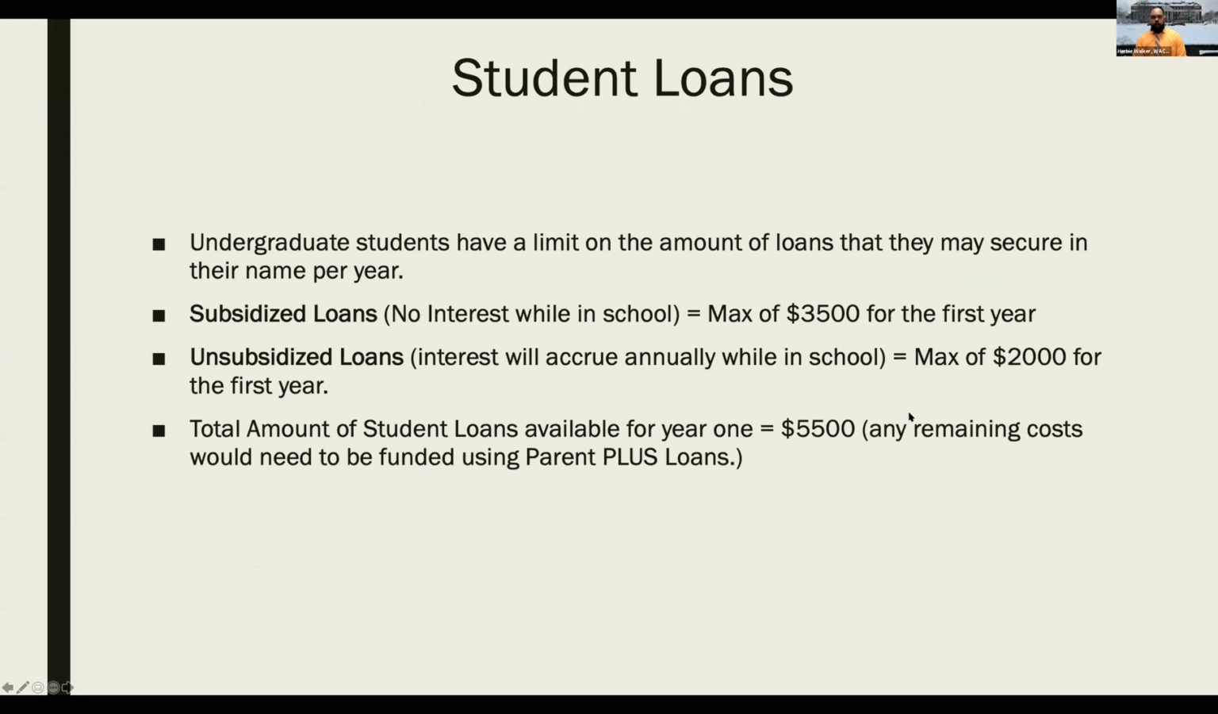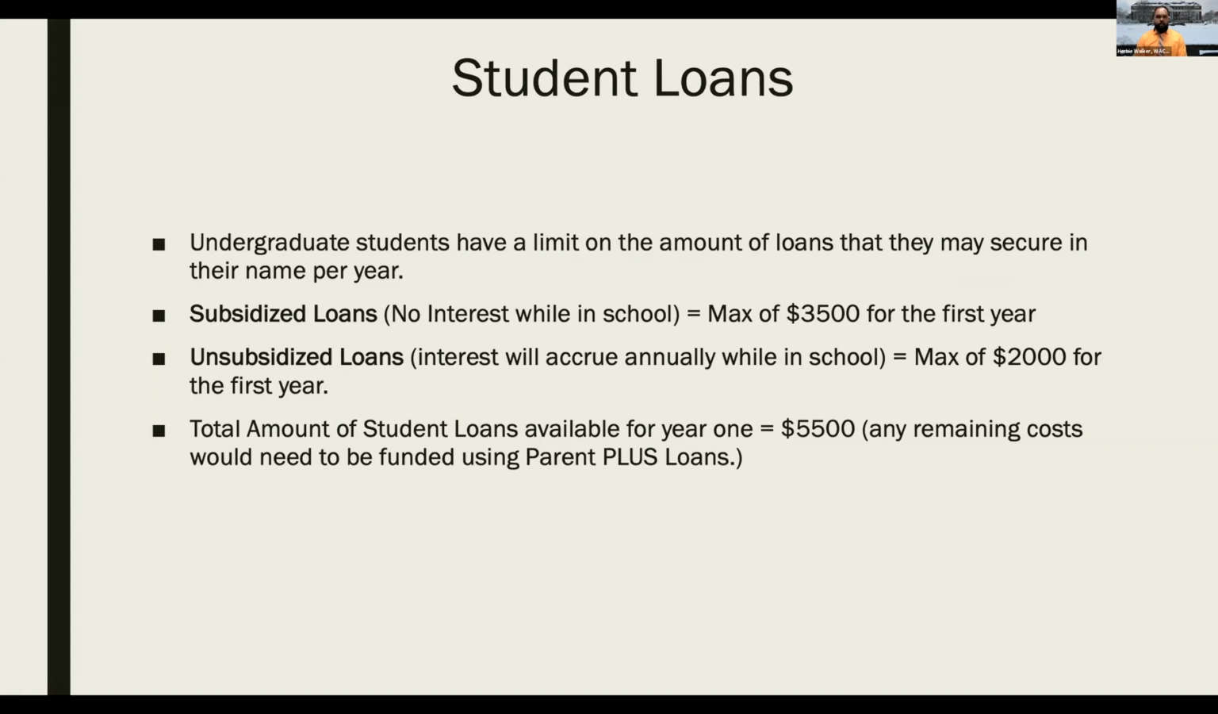Now, student loans. Undergraduate students have a limit on the amount of loans they may secure in their name per year. And again, these loans I'm talking about are specifically loans offered through the Department of Education. Subsidized loans, which means that there's no interest on your loan that occurs while you're at school, have a typical max of $3,500 for your first year. Unsubsidized loans mean the interest will add up while you're in college, but it's usually at prime or a pretty low rate.